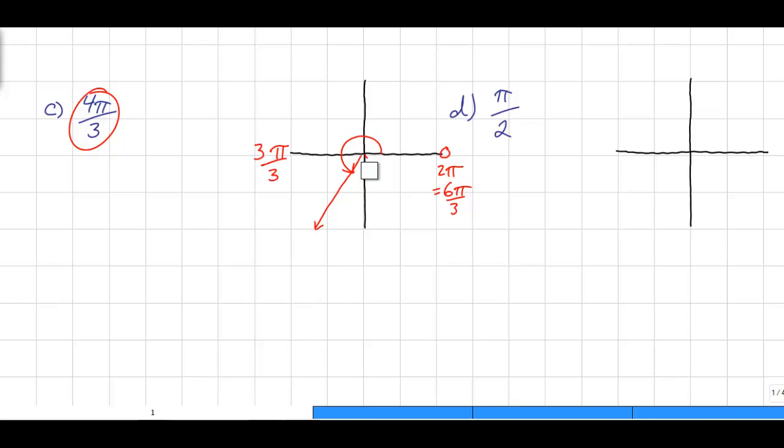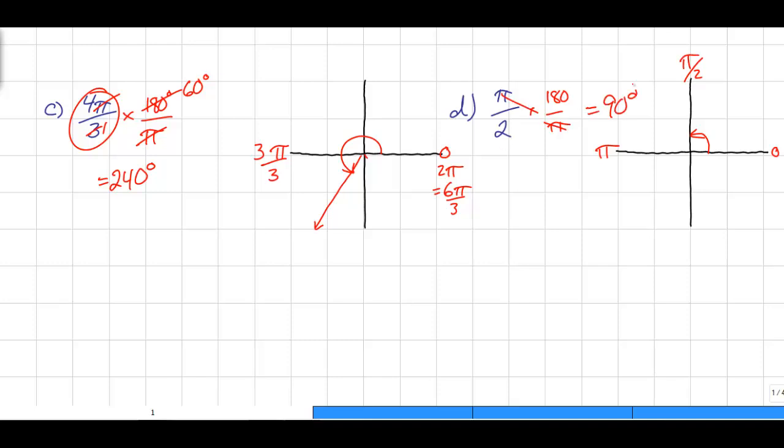Now to convert that into degrees, I'm going to do the same as previous questions, but instead of multiplying by pi over 180, I want the pi to cancel out, and I want to be left with something in degrees. So pi on top, pi on the bottom, 180 over 3, that's going to give me 60 over 1, and 4 times 60 is 240 degrees, which looks right. Right? This is beyond 180 and less than 270. For pi over 2, remember this is pi, this is 0, so pi over 2 is exactly halfway between them. So it looks like 90 degrees. If I multiply by 180 over pi, pi's cancel, and 180 divided by 2 is 90 degrees.